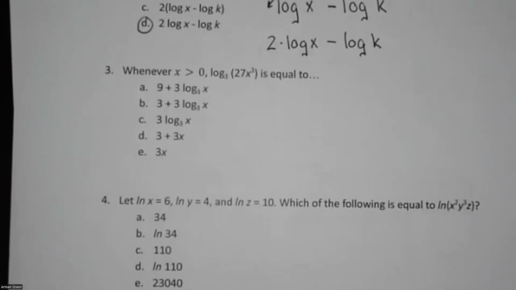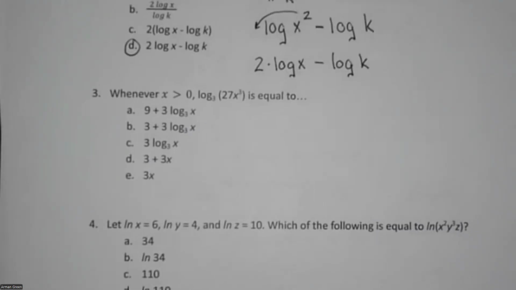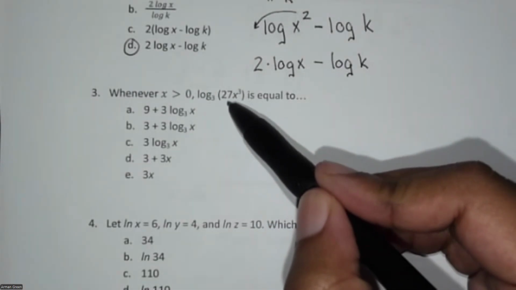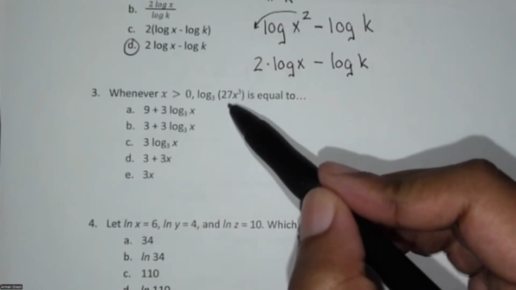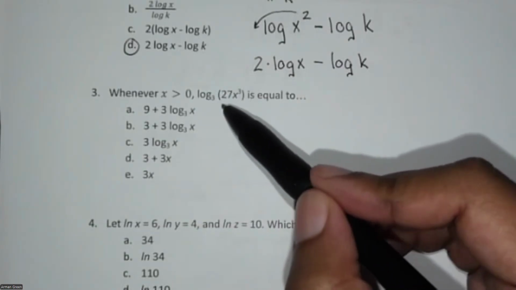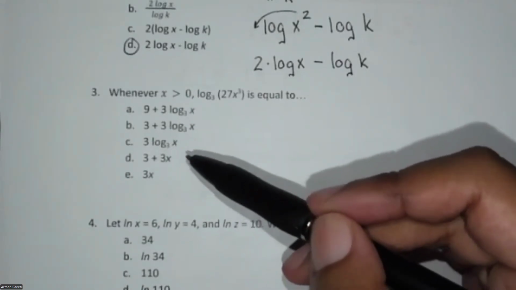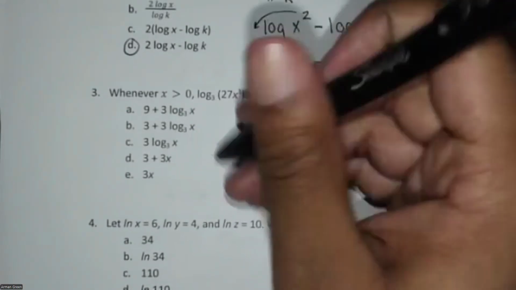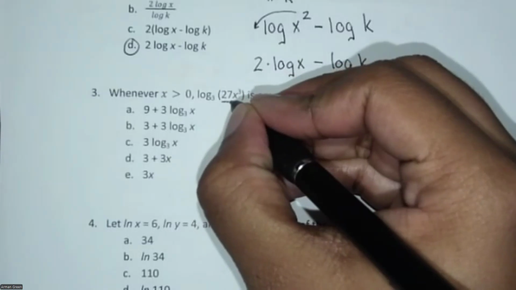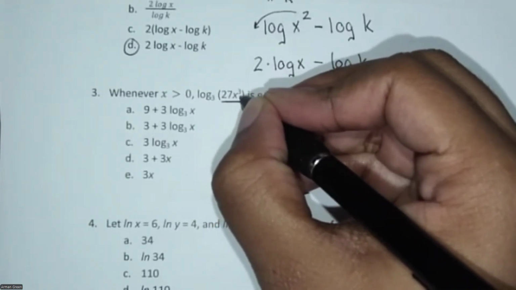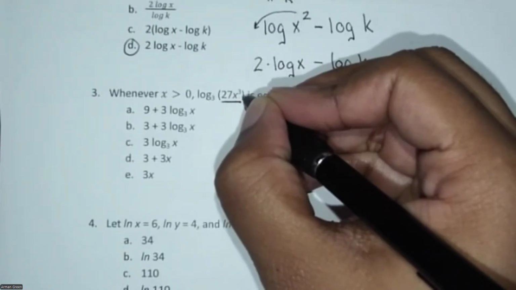All right, so now we are looking at question 3, where same idea, we had the log base 3 of 27x cubed, and we are trying to figure out, well, what in the world does this logarithm equal to compared to our answer choices? All right, so first things first, we are multiplying two things. We are multiplying 27 times x to the third power.